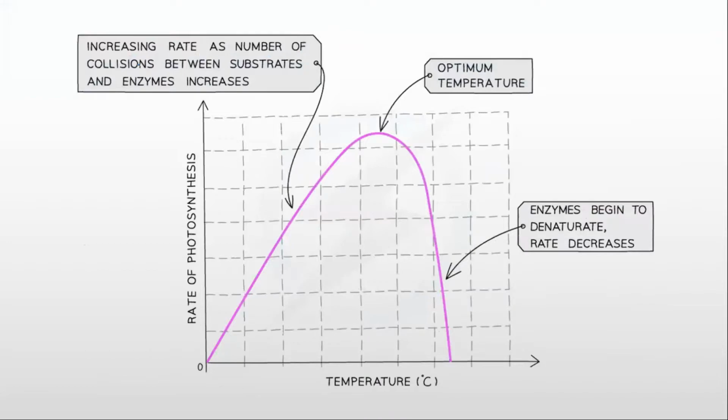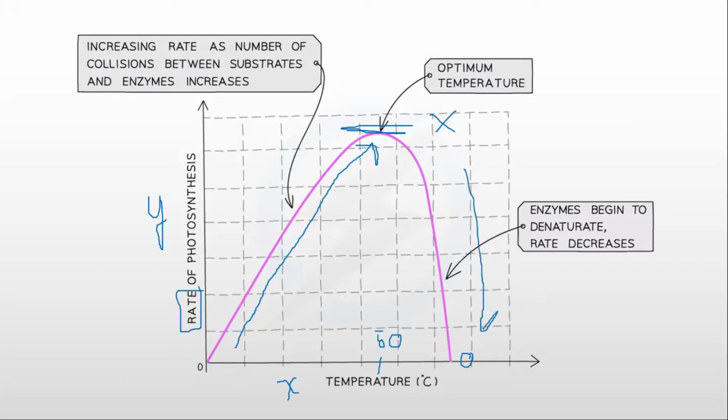For example, the rate increases as the number of collisions between substrate and enzyme increases. If you see, they're increasing up to the optimum temperature. Here the enzymes denature. The enzymes have just denatured. Hence, when they denature, photosynthesis is no longer able to take place and it drops to zero. Here on the y-axis we have the rate of photosynthesis, and on the x-axis we have temperature. For example, the optimum temperature, if I say, is 50. So beyond 50, the enzymes denature, photosynthesis stops taking place, and the rate of photosynthesis drops down to zero.